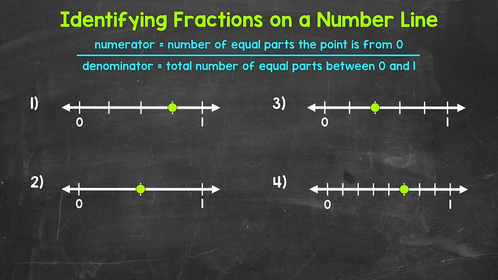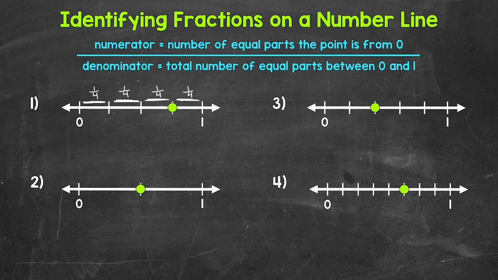The first thing that we need to do is see how many equal parts, equal lengths, the distance between 0 and 1 has been divided into. This is going to be our denominator. We have 1 equal part, 2 equal parts, 3 equal parts, 4 equal parts. This tells us we have fourths. This is 1/4 of the distance between 0 and 1. This is 1/4. This is 1/4. And this is 1/4. Each equal part is 1/4 of the whole.